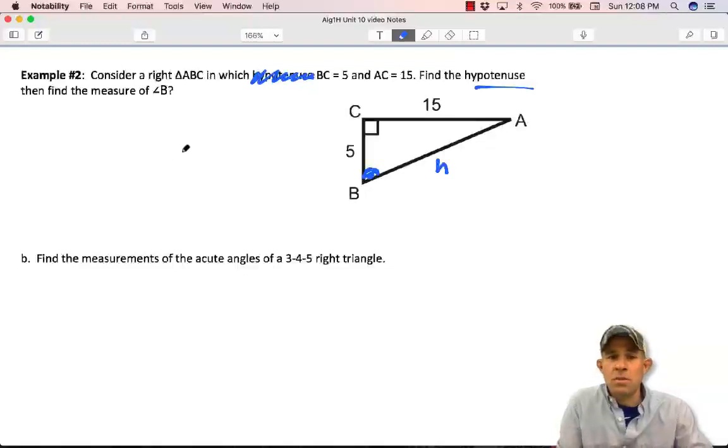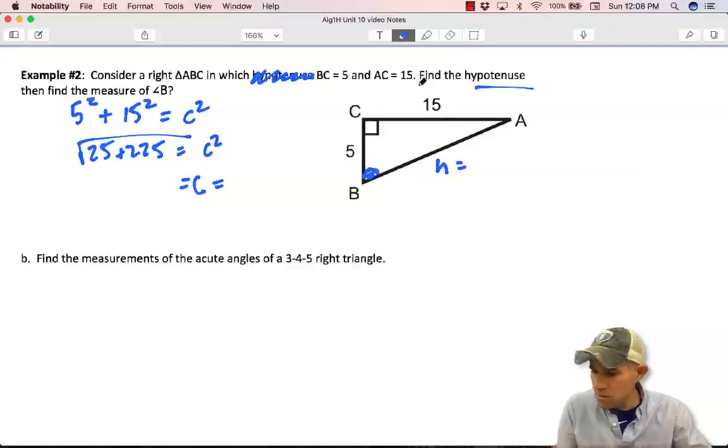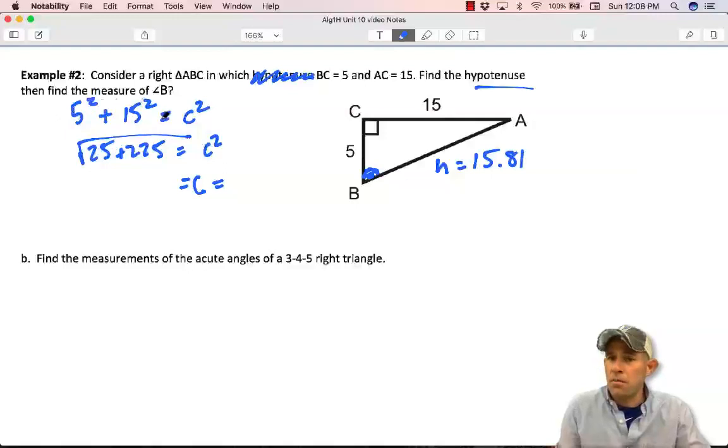All right, so we're just going to simply use Pythagorean theorem to get the measure of our hypotenuse. 5 squared plus 15 squared equals C squared. That gives me 25 plus 225 equals C squared. And we're going to take the square root of that sum. So the square root of 250 equals C, which is our hypotenuse, and our hypotenuse then will be equal to 15.81. So there's our hypotenuse. Now let's find the measure of angle B.